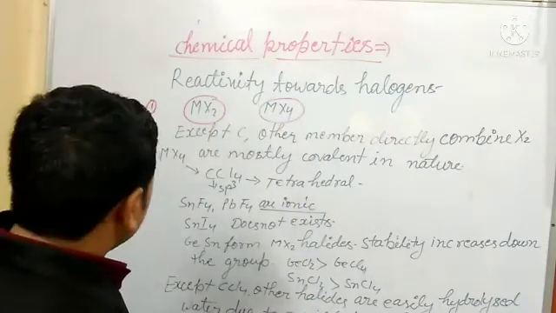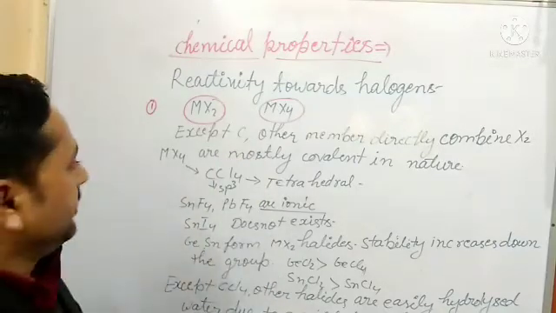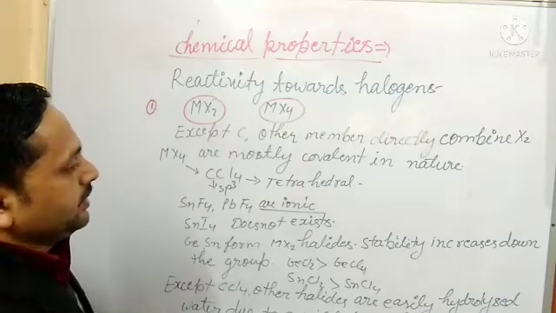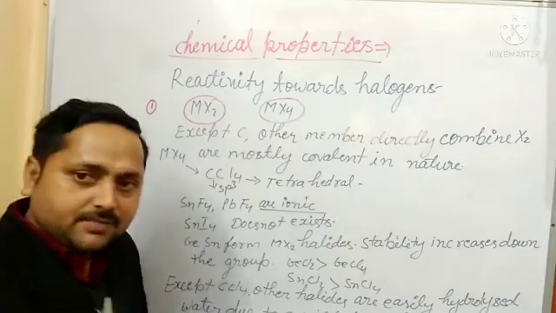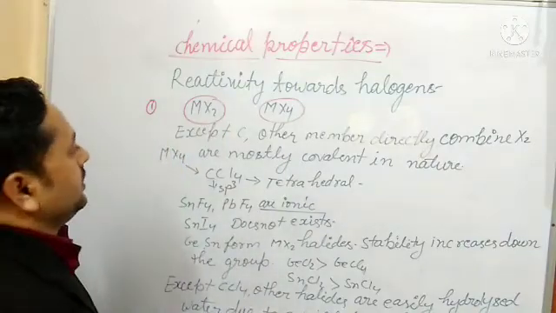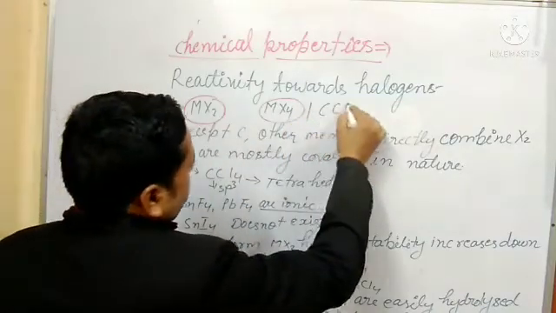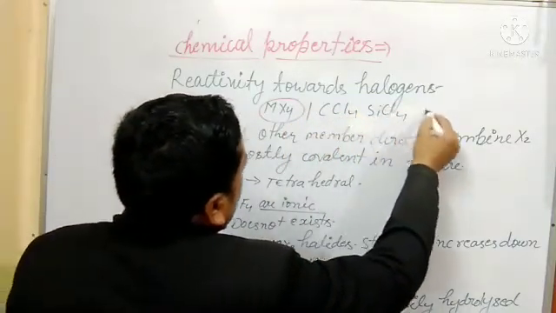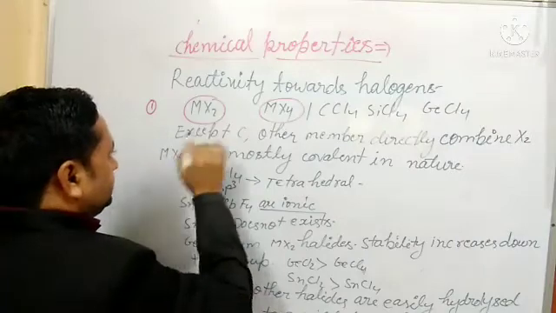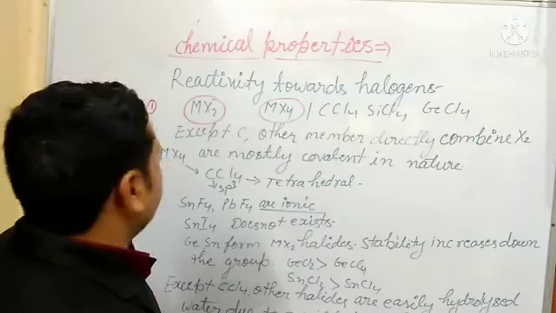Here, what is the other point? Except carbon, other members directly combine with X2 to form MX2 and MX4 type of compounds. Here MX4 means it may be CCl4, SiCl4 and GeCl4, like this also.